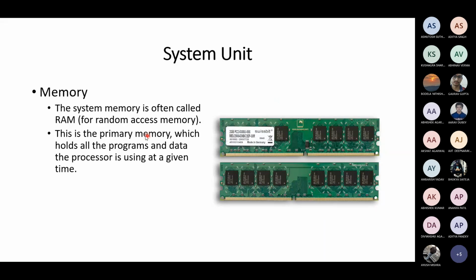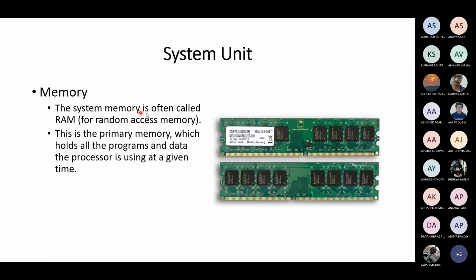So you have a memory. Memory is also called RAM. It's also called primary memory. The primary memory, RAM, is also called random access memory. We call that the system memory. So the system memory is often called RAM, random access memory.